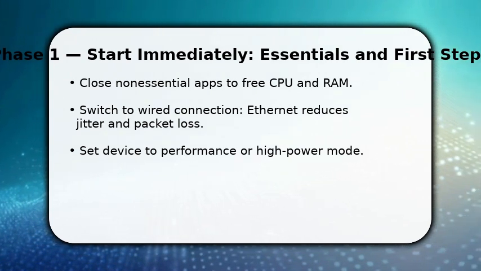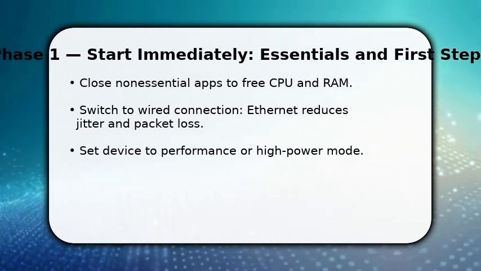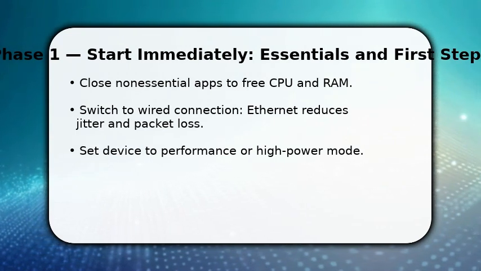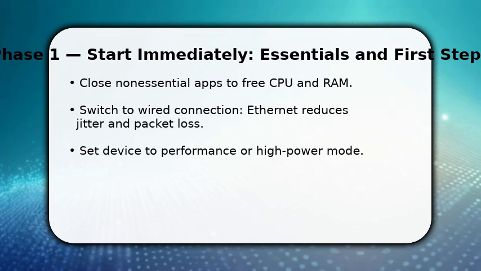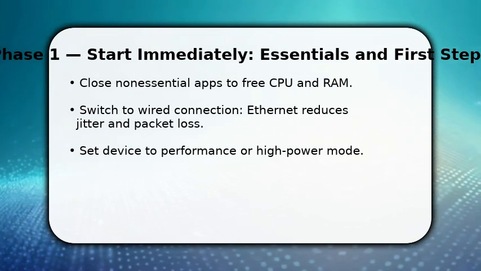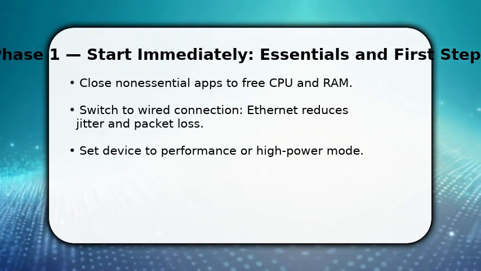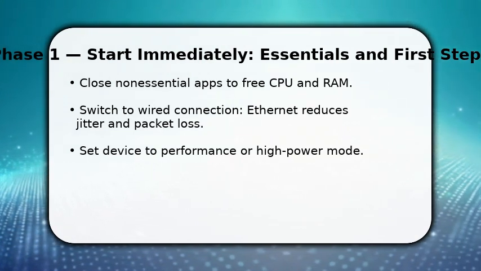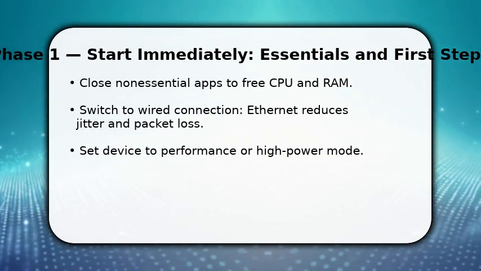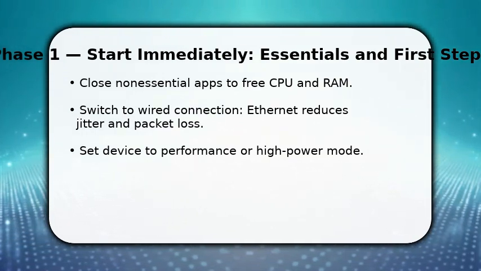Make sure to set your device to performance or high power mode so the CPU won't throttle. Then, open your audio or network settings and note current buffer size and sample rate. This gives you a baseline. These first actions reduce variability and let the next adjustments actually work instead of masking the problem.